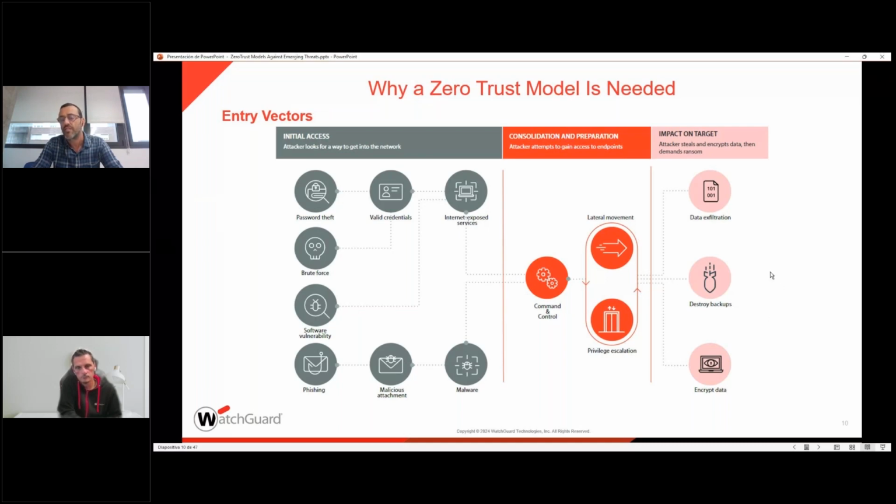So once they are inside, they try to encrypt the data. They try to remove or delete the backups. And what we are also seeing right now is that they are trying to exfiltrate as much information as they can. What they are realizing is that customers pay more if the information is exfiltrated than if they encrypt the data. So it's also a trend that they are exfiltrating the data.